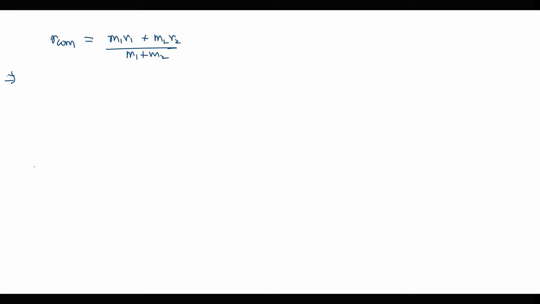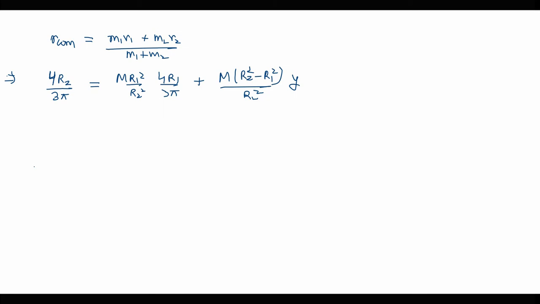Then the final center of mass must come back to 4 r2 upon 3π, and that can be written as: m1 is m r1 square by r2 square, times 4 r1 by 3π, where this is the mass of the inner disk, that is the removed portion, plus the leftover part, that is m (r2 square minus r1 square) by r2 square, and the new position of center of mass which is along the y, and the total mass of the system is equal to capital M. So from here we can obtain a value of y.